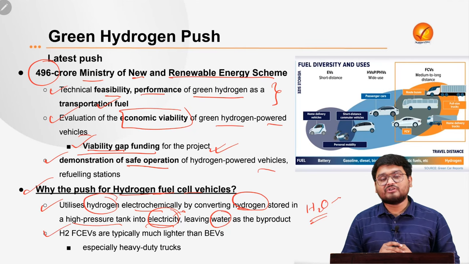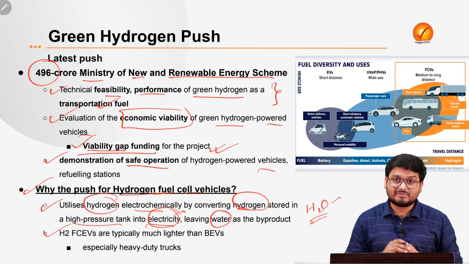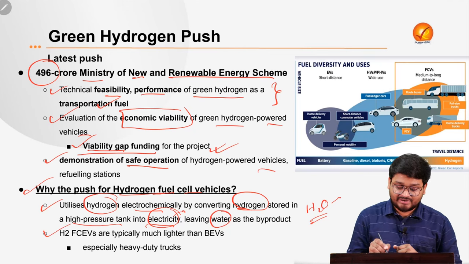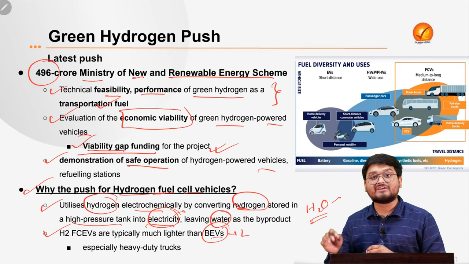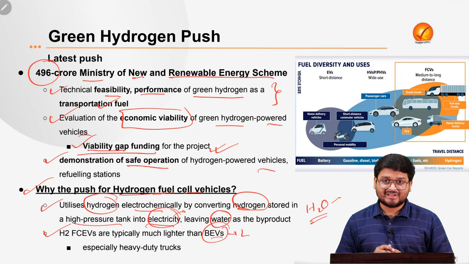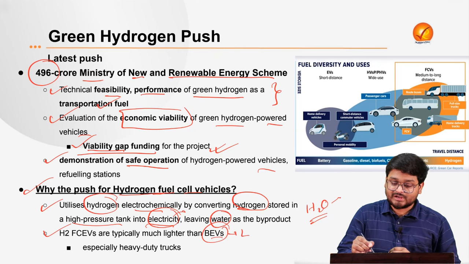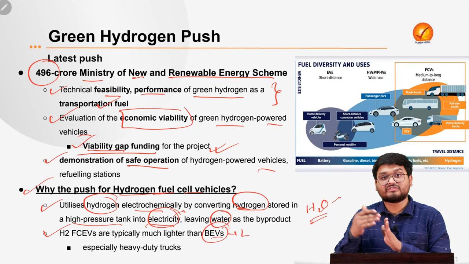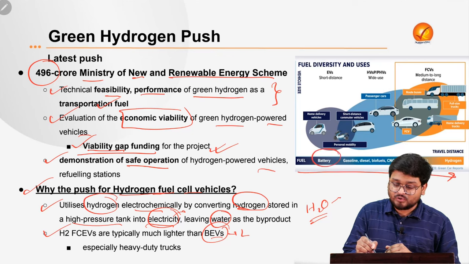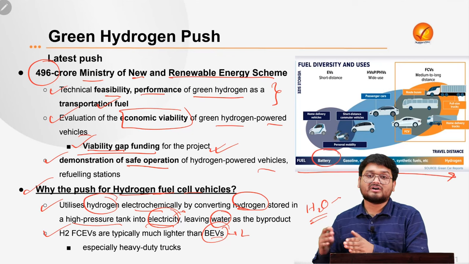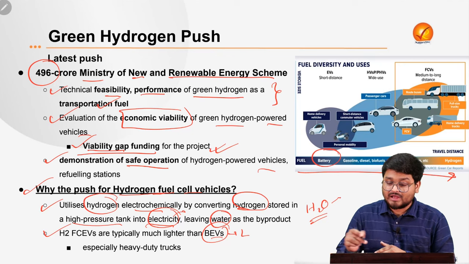Now, hydrogen fuel cell vehicles are much lighter than battery electric vehicles, as we know that lithium is comparatively heavier than hydrogen. And also, if we compare the distance over which electric vehicles can travel, we find that they do not have a large range of distance to be covered.